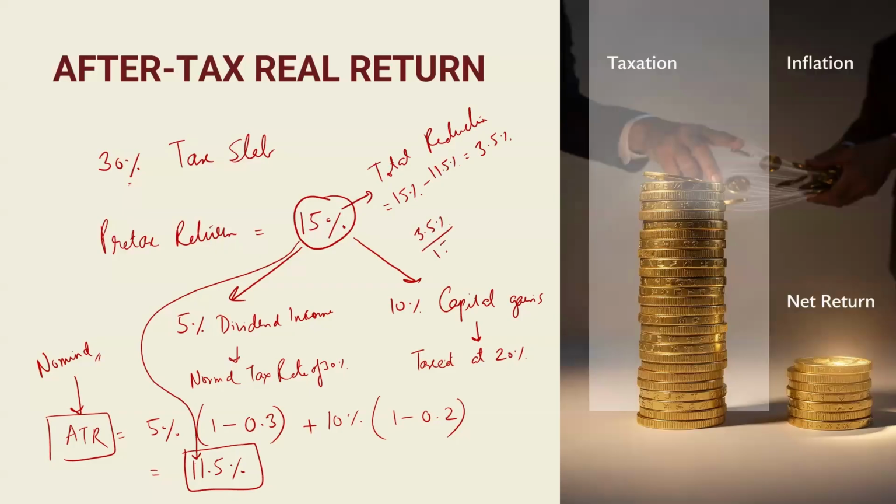3.5% divided by 15%. This is how much? Can you tell me? 3.5 by 15, 23.3. So 23.3% of your gains have been wiped out just because of the tax liability.